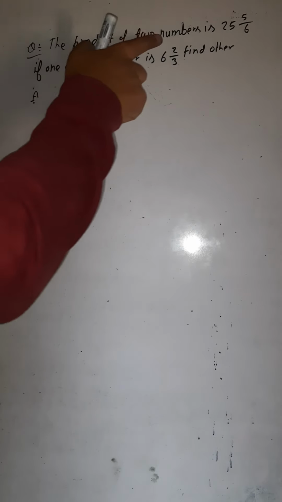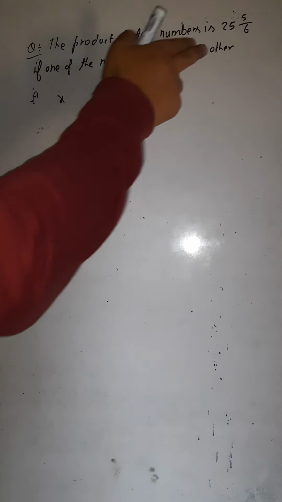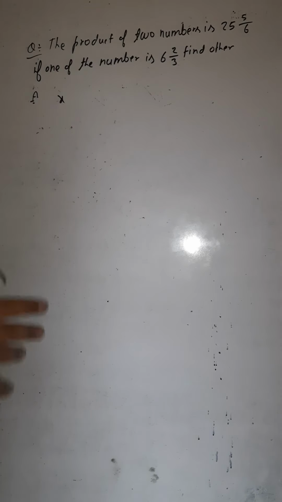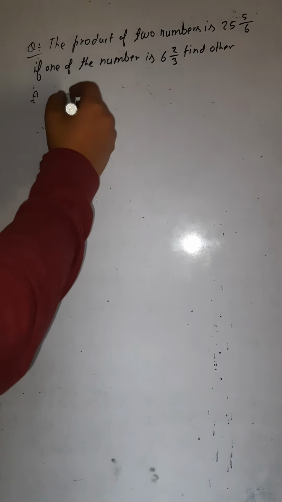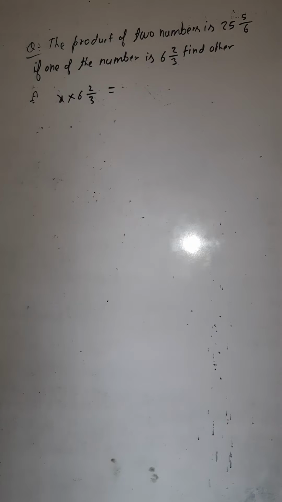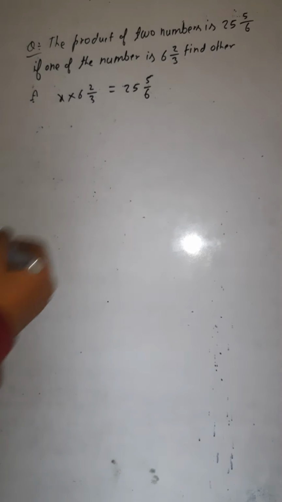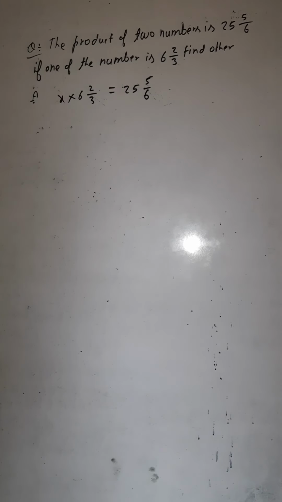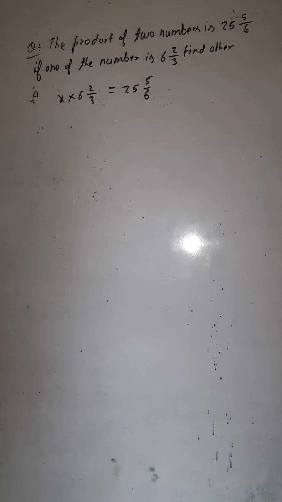The product of two numbers is 25 whole 5 by 6. If one of the number is this much, find the other. Let's say the other number is x. And you are multiplying this number x by the given number, that is 6 whole 2 by 3. If you are multiplying these two numbers, how much are you getting? You are getting 25 whole 5 by 6. The product is this much. So the first number has been given, the second number you have to find out. So how do you find out? Similar to the previous one. We have already solved such questions.